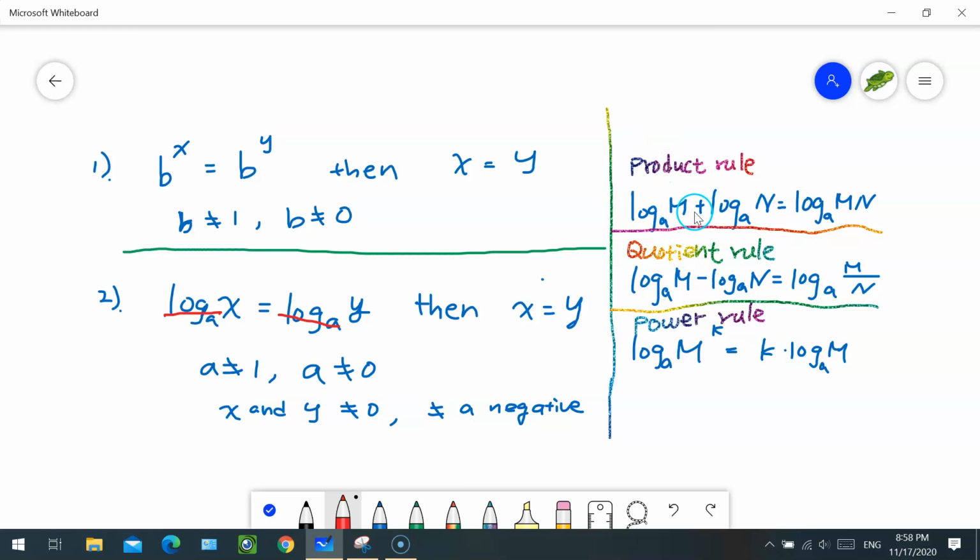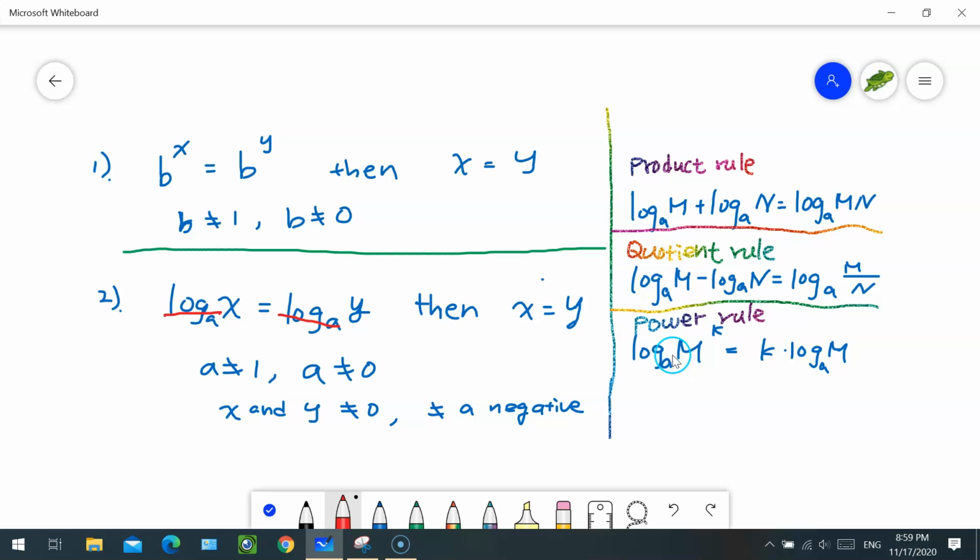The first rule is called the product rule. With the product rule, you have two single logarithms with a plus sign in between. In that case, we can condense these two into a single logarithm by multiplying them together. Quotient rule: you have two single logarithms with a minus sign in between. In that case, I can condense them into log base a of m over n. This is a fraction form, that's why we call it the quotient rule. The first term m stays on the numerator, and the second term n stays on the denominator.